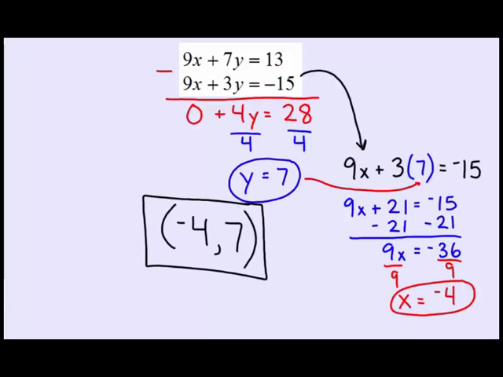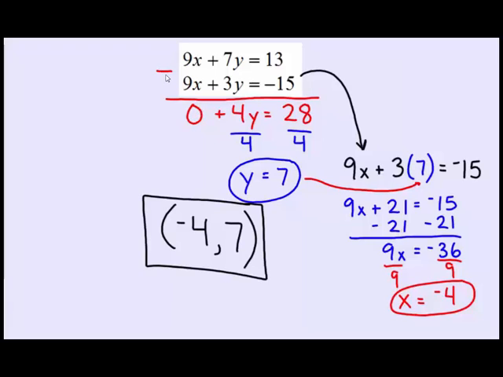So here is the elimination method. So we'll kind of talk through this. Notice that our x's both have a coefficient of 9. I do know that 9 minus 9 gives me 0, so I'm going to subtract here. When I subtract, that eliminates my x's. 9x minus 9x is 0, which is what one of our goals is.